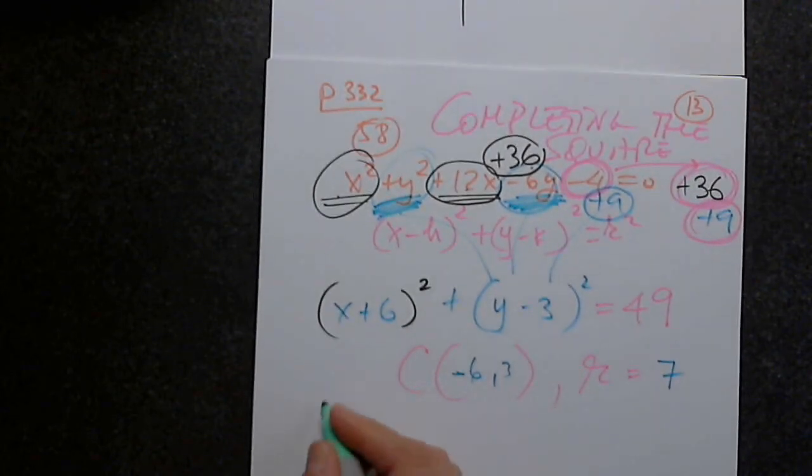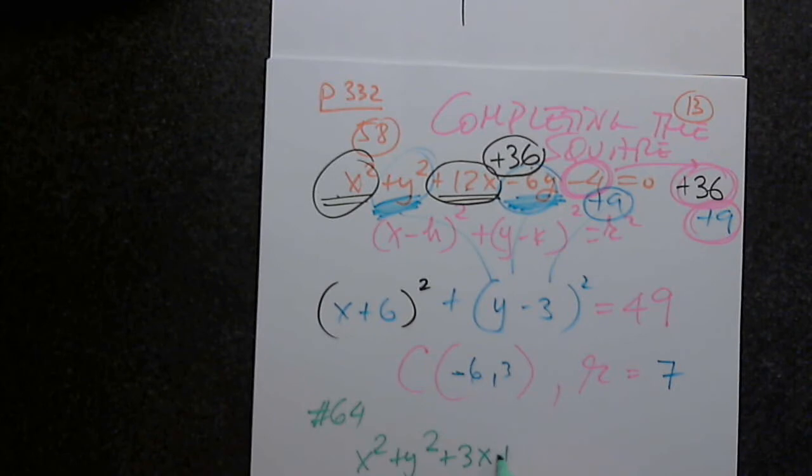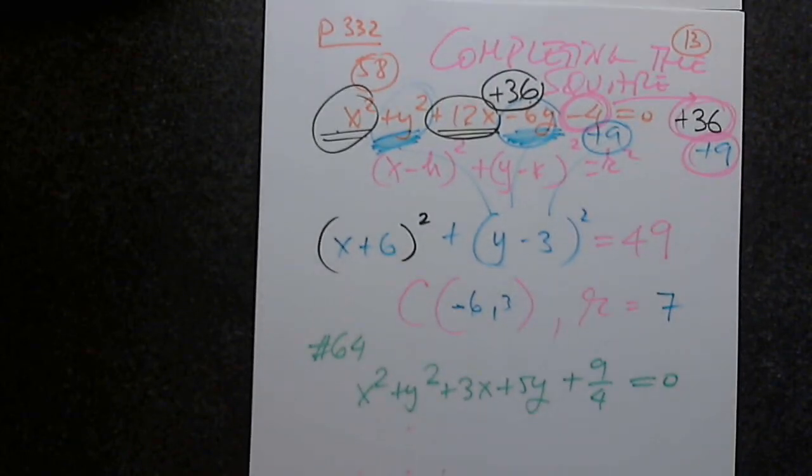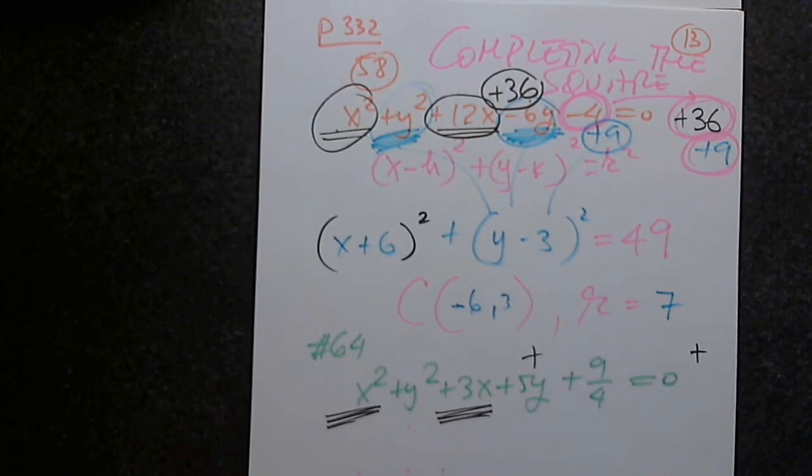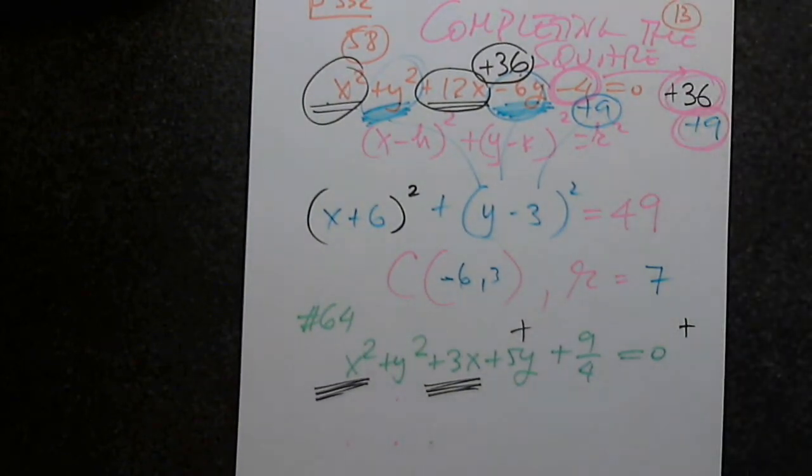64. So this is x squared plus y squared plus 3x plus 5y plus 9/4. Ugly. I agree. Is this the equation of a circle? No clue. I have no idea. But I know that I have to group this and add something to both sides to complete the square with x.